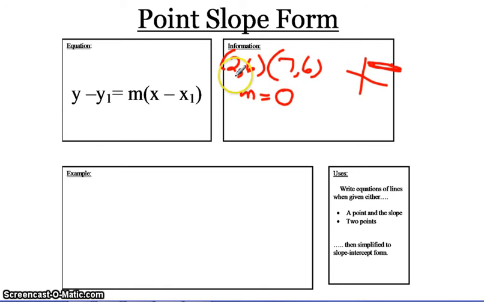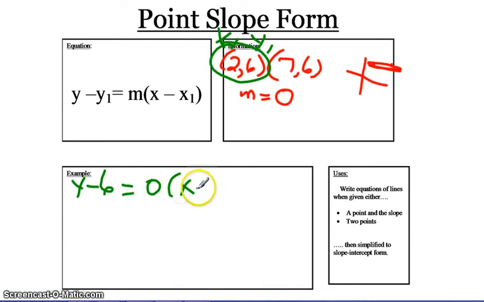Now when I plug into the point slope form, it doesn't matter which point I use. I'm going to use (2, 6). And again, I'm going to call this x sub 1 and y sub 1. I'm going to come over here. I have y minus my y coordinate, which is 6, equals my slope, which is 0, times x minus my x coordinate, which is 2.